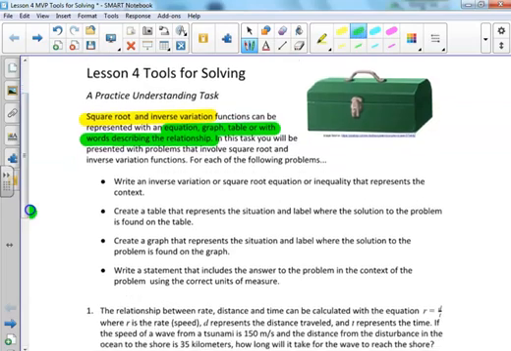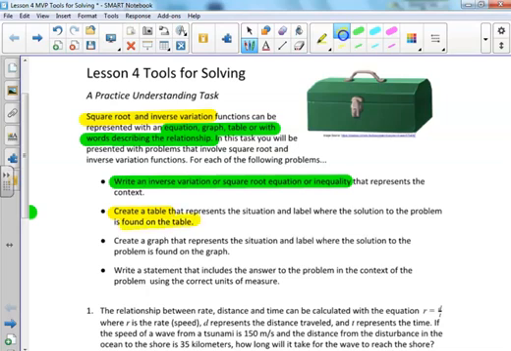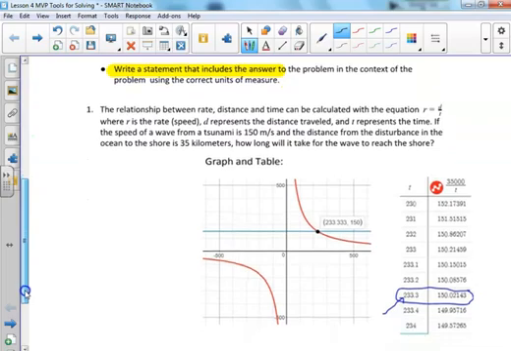For each of the problems in this investigation, we were asked to write an inverse or square root variation function or inequality that represents each situation in context. We were asked to create a table that represents the situation and label where the solution to the problem is found in the table. We were also asked to create a graph that represents the situation. And finally, we were asked to write a statement that includes the answer to the problem. So we're going to work through a few of these together as we did in class, starting on number 1.